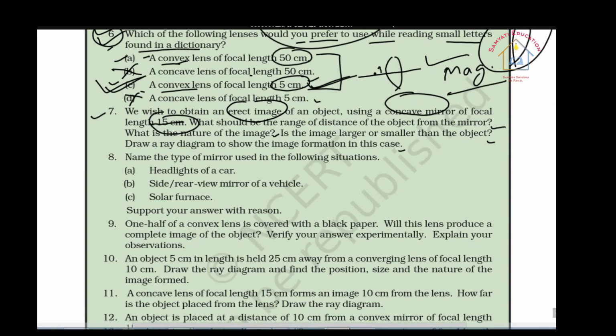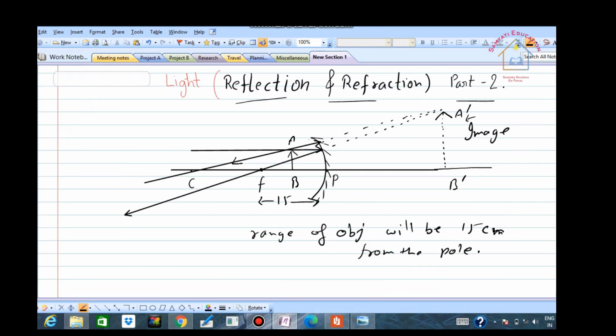And the next part of the question is, what is the nature of the image? The nature of the image will be erect and virtual. Is the image larger or smaller than the object? The image will be larger than the object.